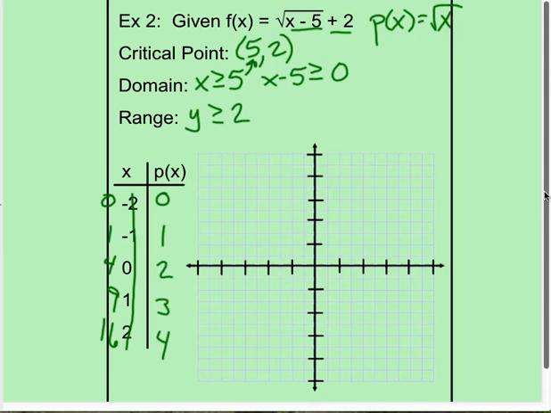Plotting my critical point, 5, 2, and I'm going to count each of these by 2 again. And then from my critical point, I'm going to follow these directions. Right 1, up 1. And I'm quickly going to run out of room. Right 4, up 2. And that's all I can fit on my graph. So there is my sketch of the shifted square root.